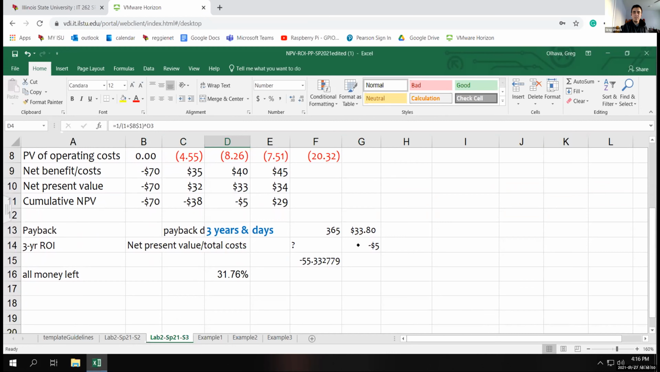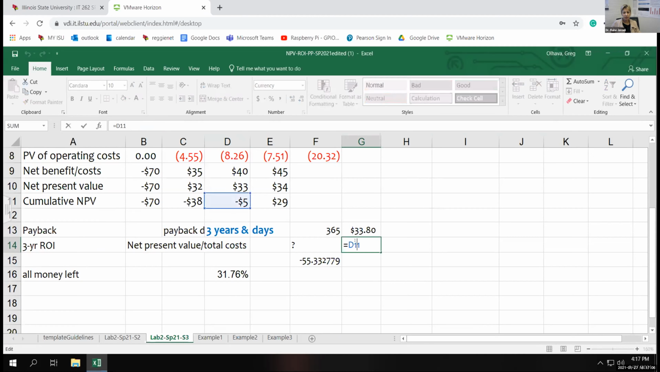Oh. That number should be positive. Which, this one? No, the one on the corner. So the -5, double click on -5. Put -D11 instead of D11, put -D11. Okay. Stay on return on investment. Go on return on investment.